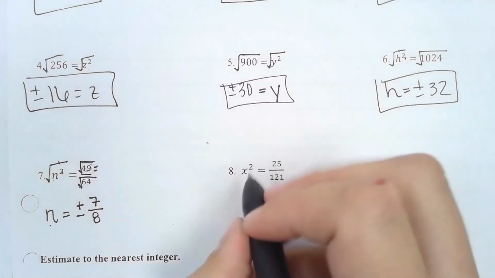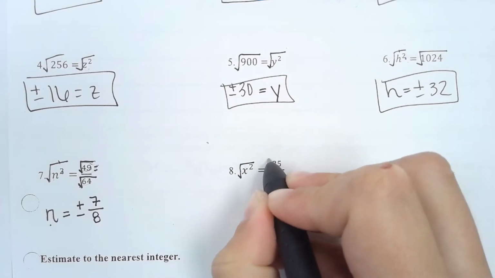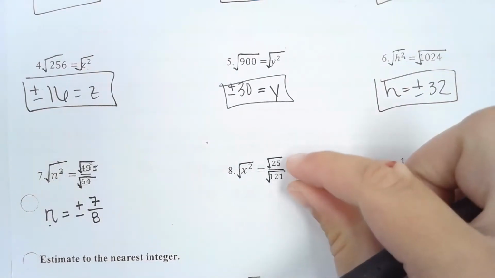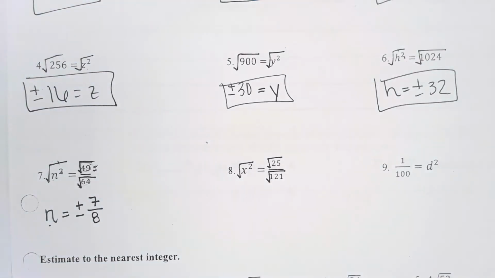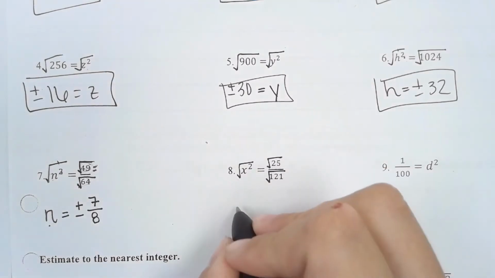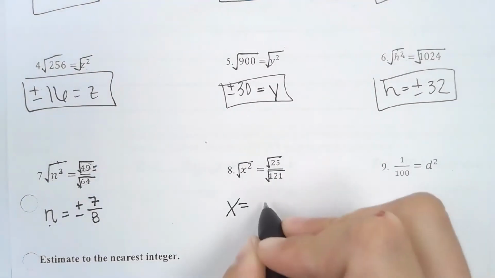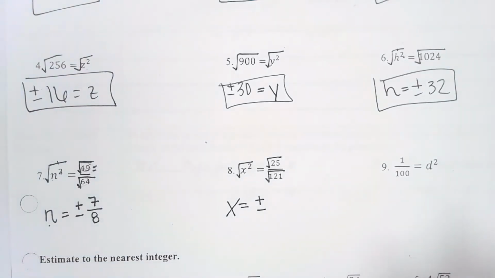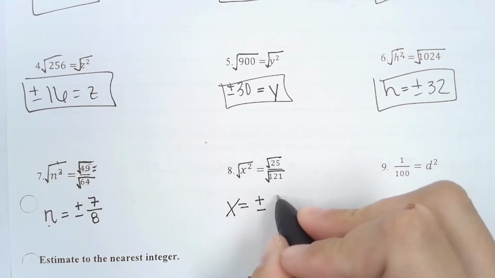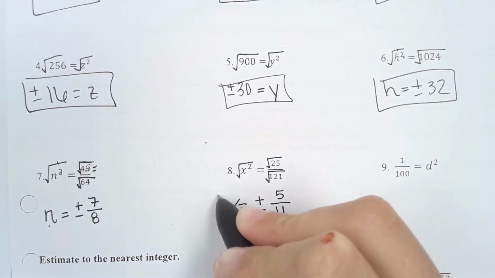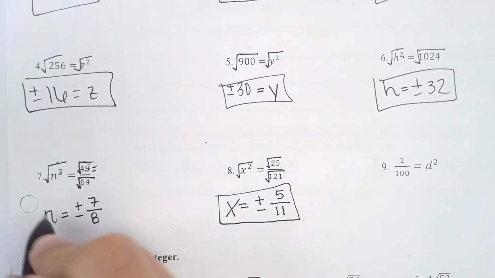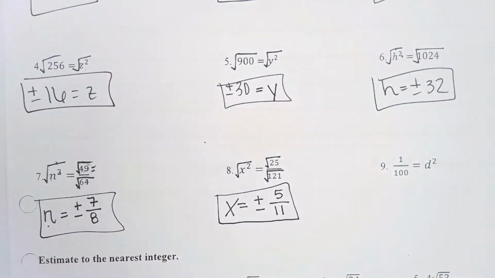Okay, same thing with number 8, square root both sides, and whenever you're square rooting a fraction, you just square root the numerator and you square root the denominator. So we are going to be left with x equals, don't forget your plus minus sign when you're solving with square rooting, and the square root of 25 is 5, square root of 121 is 11. So your answer here is plus or minus 5/11.